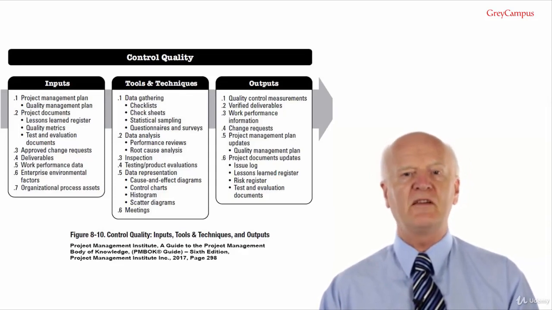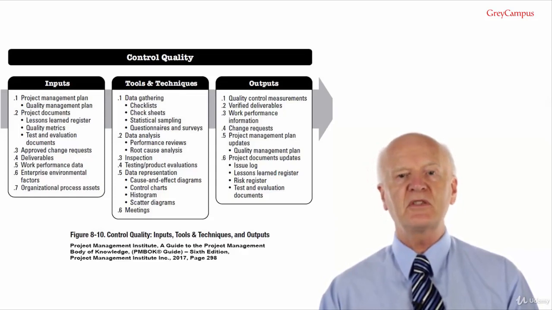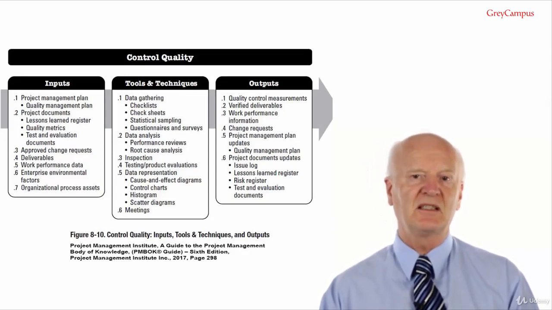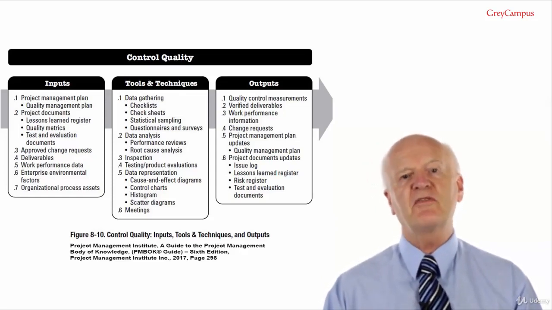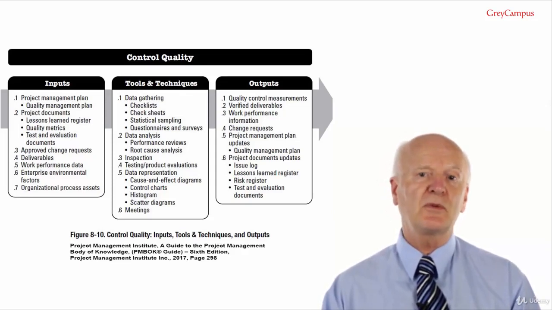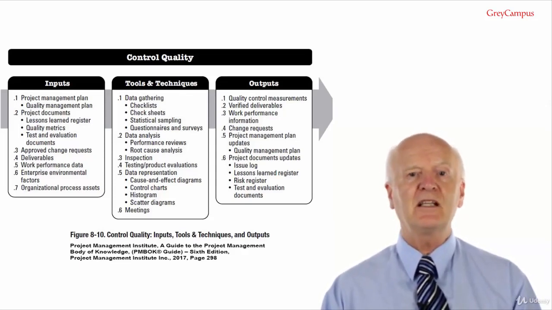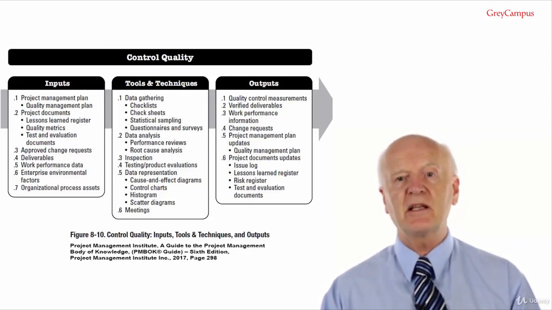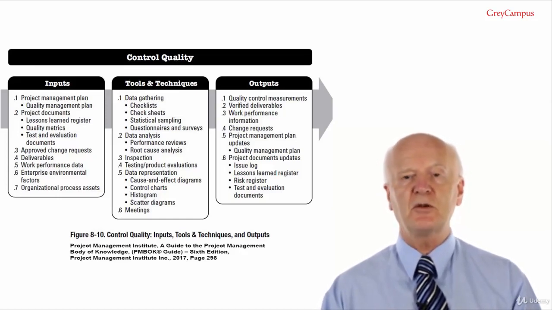Input number 4, deliverables. A deliverable is any unique and verifiable product, result or capability to perform a service that is required to be produced to complete a process, phase or project. Deliverables that are outputs from the direct and managed project work process are inspected and compared to the acceptance criteria defined in the project scope statement. This is a useful definition to remember for the exam.